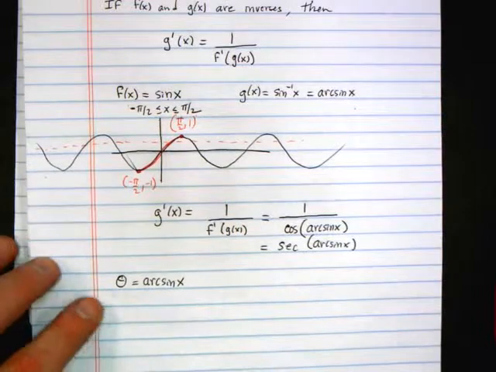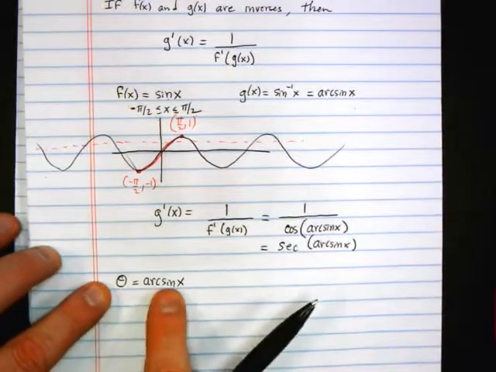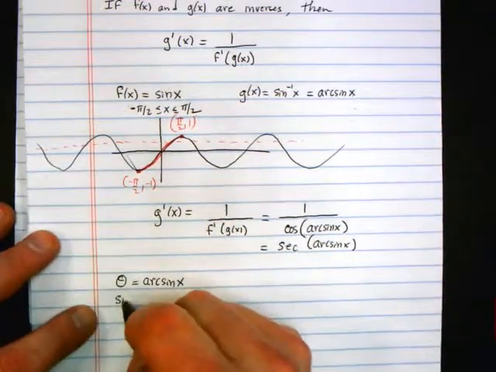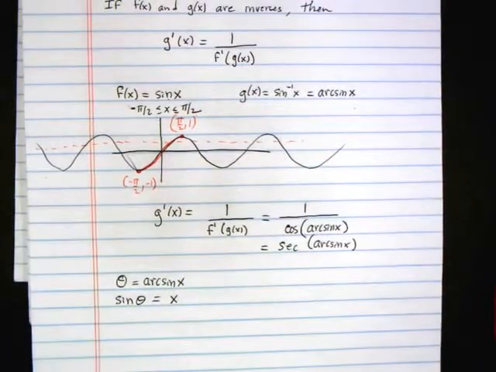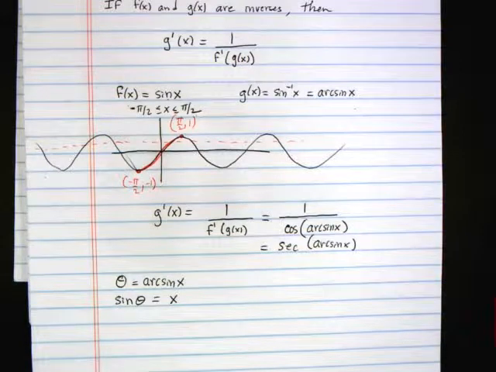All right, so I'm going to take this theta equals arc sine of x, and I'm going to do sine on both sides. On the left-hand side, I get sine of theta. On the right-hand side, I just get x. How come I just get x on the right-hand side? Sine and arc sine are inverses. They cancel each other out.